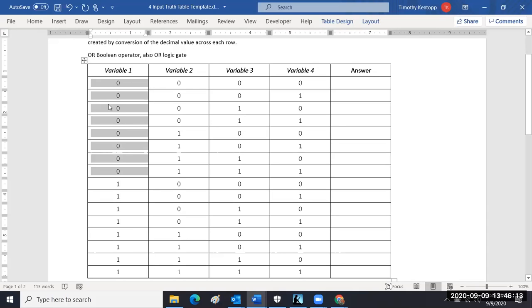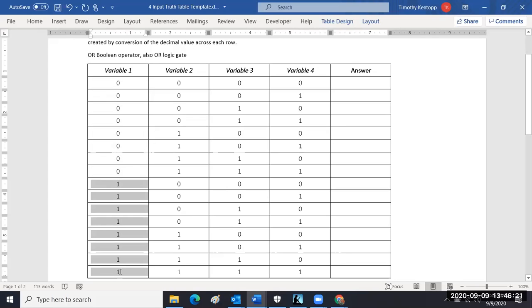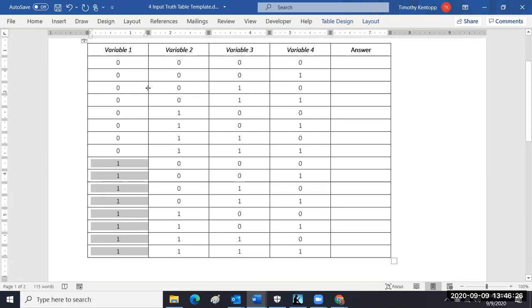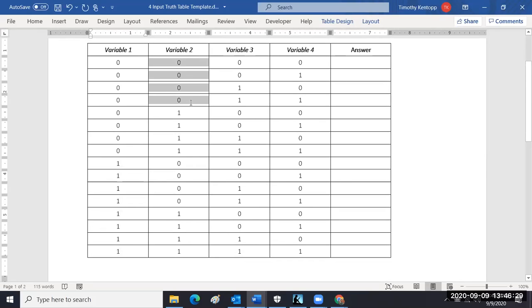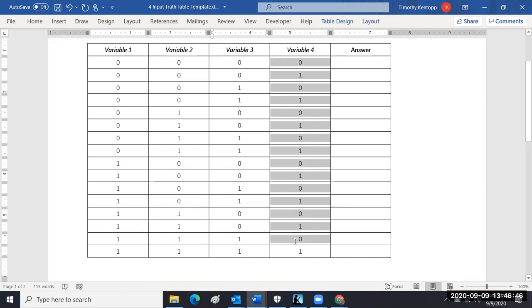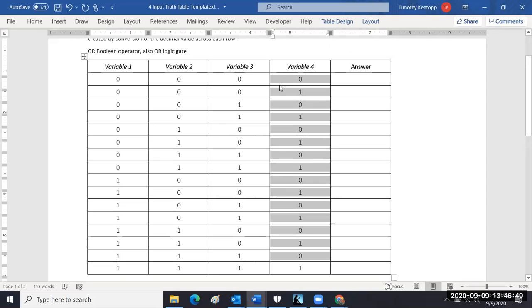In the first column, half of them are what? All zeros. In the last half of the column, what are they? All ones. Now look at this next column. 4 are 0, 4 are 1, 4 are 0, 4 are 1. Look at the third column. 0, 0, 1, 1, 0, 0, 1, 1, 0, 0, 1, 1. Look at the last column. 0, 1, 0, 1, 0, 1, all the way down. Right? Okay, let's do it.